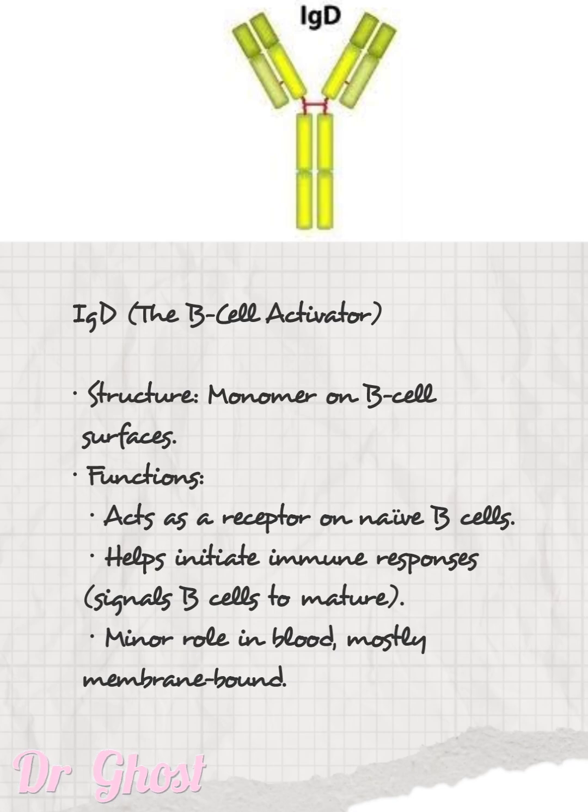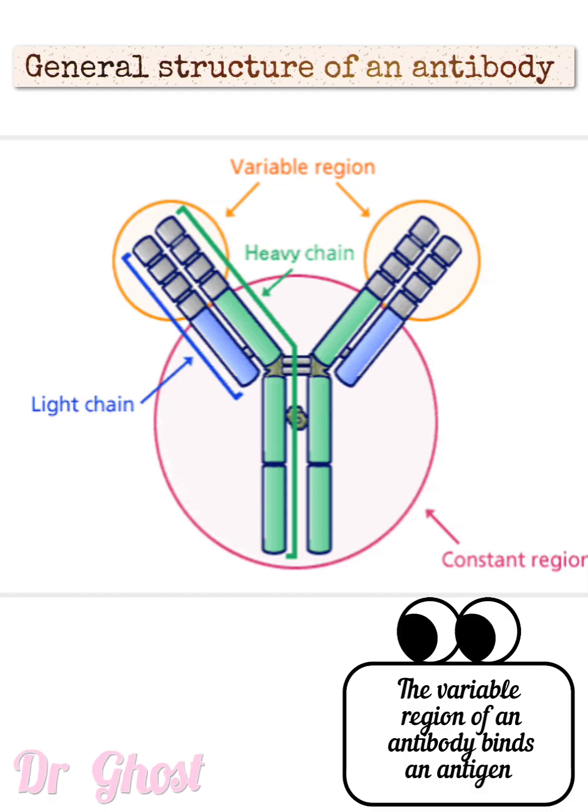Now we're going to take a look at the general structure of an antibody. All antibodies share the same basic Y shape with 2 heavy chains and 2 light chains, held together by disulfide bonds. The stem is the constant region, which is the same for each class. The tips are the variable regions, which are unique for each antigen, just like a key and lock system. So basically, as you saw with the immunoglobulins, some antibodies are made of more than one unit. For example, the IgM has 5 antibodies joined together.